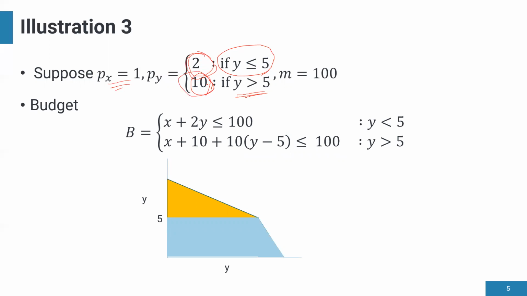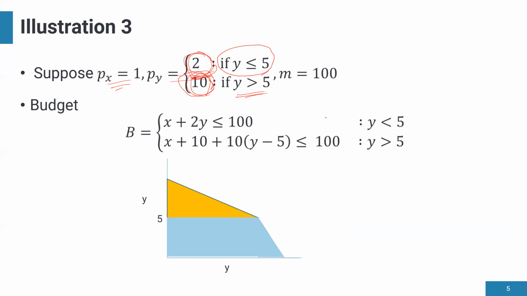Or like in certain electric distribution companies, what they do is that if you are consuming less than a certain unit, you have to pay a certain price, and if you are consuming more than that, you will pay another price. In that case, what will be the budget line?